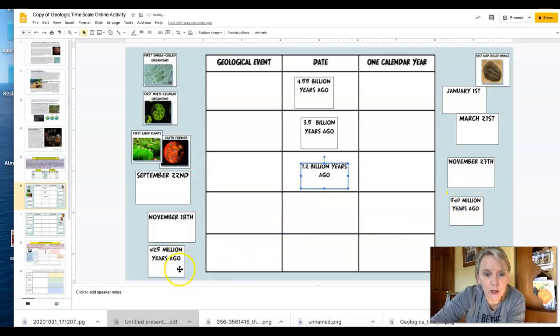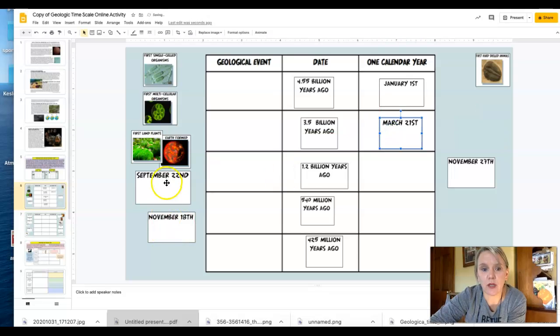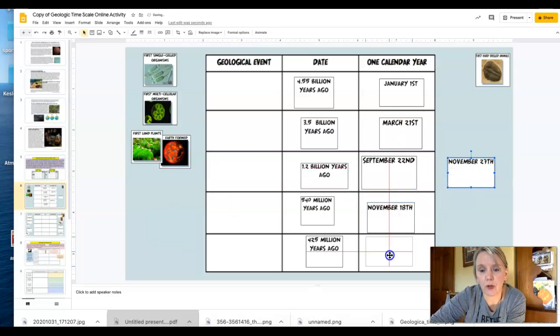And then we've got millions of years. So 540 million years ago and 425 million years ago. Then over here, we are going to drag in the dates on our modern day calendar. We start with January 1st and then just put these in order. So then it would go March 21st, September 22nd, November 18th, and November 27th.